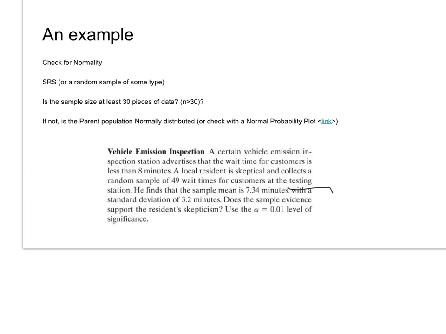Do you remember with proportions how we had to do that n times p thing, and it had to be bigger than or equal to 10, and n times 1 minus p had to be bigger than or equal to 10, and then we had to have a random sample? That's how you would know that you could use the central limit theorem and apply these ideas. Well, with sample distributions or with means, it's the same kind of idea.